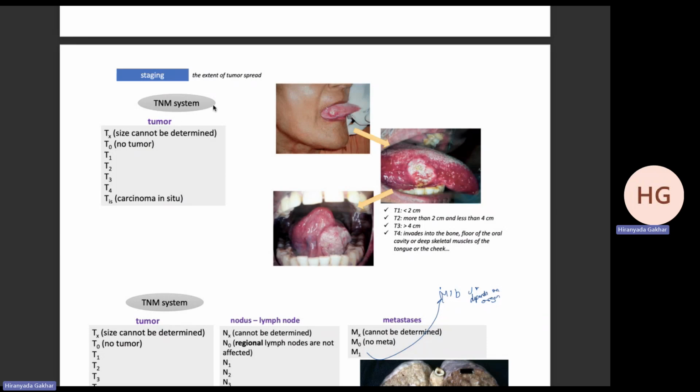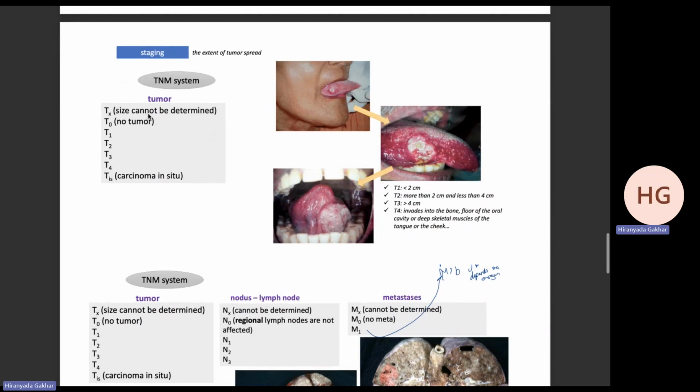And for that, we use the TNM classification system, where T stands for tumor. Over here, we determine the tumor size. If the size cannot be determined, we just say that it's Tx. If there is no tumor at all, we say T0. And then T1, T2, T3, T4 are in the increasing size of the tumor.